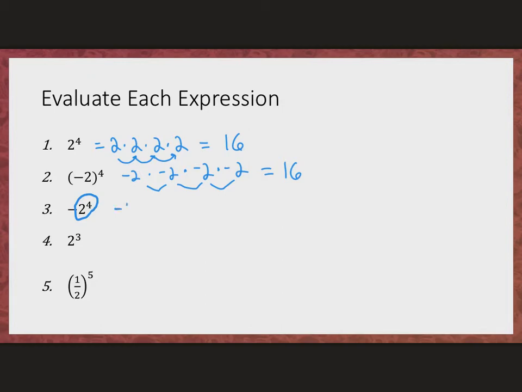Here, I'll show you. This is like saying negative 1 times 2 times 2 times 2 times 2. Because the exponent only references the base number directly in front of it. Now, if we were to multiply all these out, the 2 times 2 times 2 times 2 is going to be 16 like it was in the previous two expressions, but we have a negative 1 in front, so negative 1 times 16 is negative 16. If we wanted to multiply the entire negative 2 by itself 4 times, we would have to put the negative 2 in parentheses as in expression number 2.